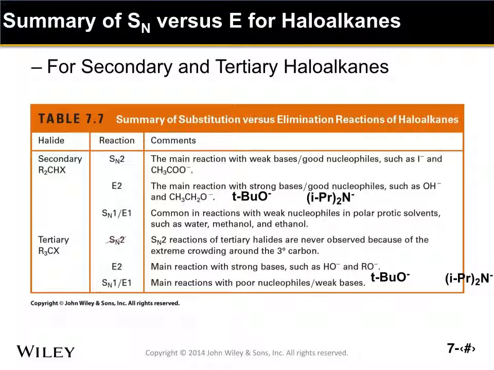But the two that I've shown, tertiary butoxide and diisopropyl amide, those are the two that I've added. Those are very strong bases, but they're terrible nucleophiles because they're so sterically hindered. So if we choose the right base, that is a sterically hindered strong base, then we can prefer the E2 reaction without the SN2 reaction.